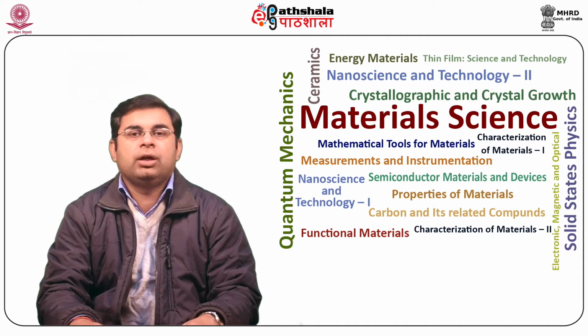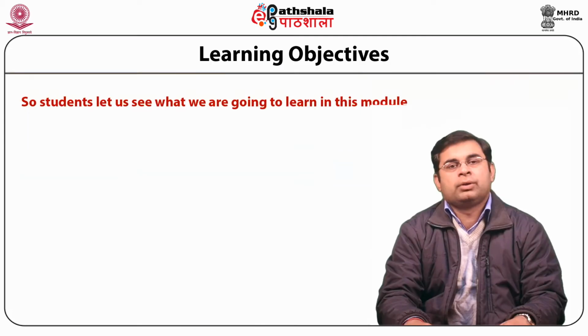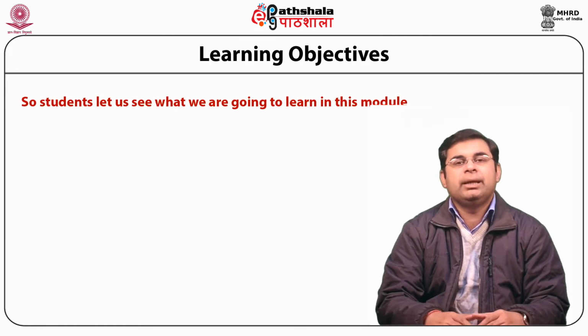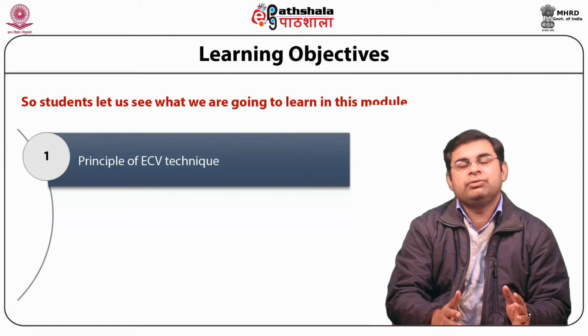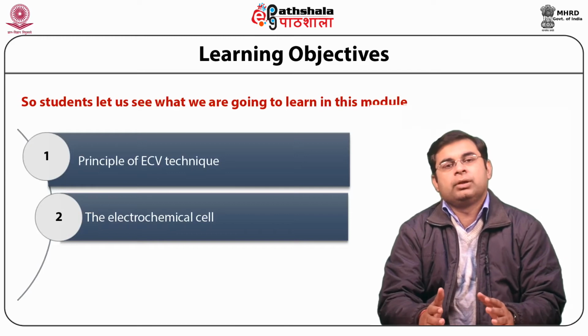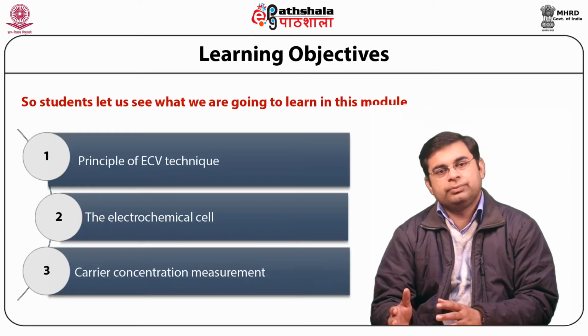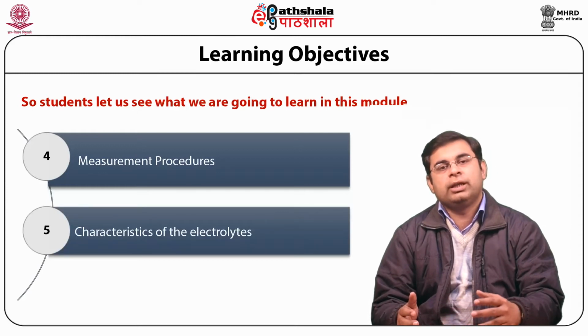Today we are going to talk on the module Electrochemical Capacitance Voltage Technique under the paper Characterization of Materials 1. After completing this module, the students will be able to understand principles of the ECV technique, the electrochemical cell, the carrier concentration measurements, measurement procedures, and characteristics of electrolytes.